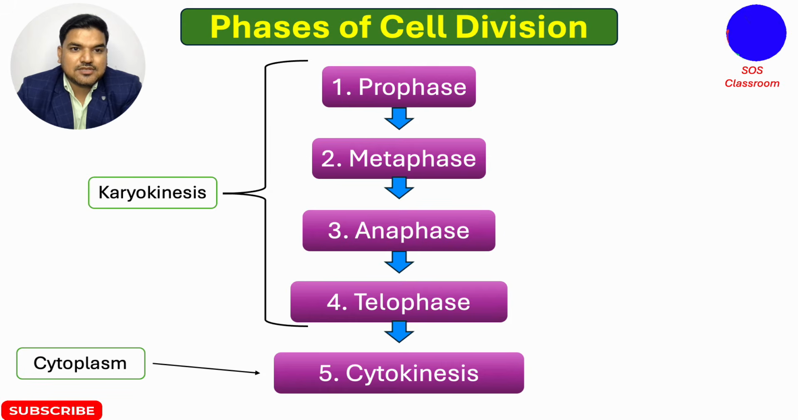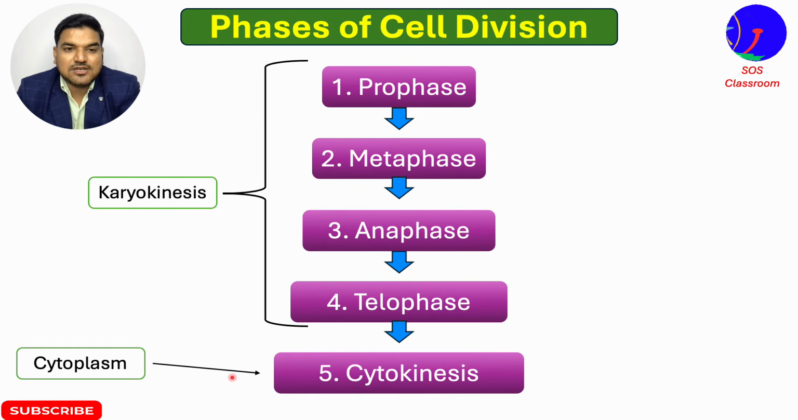In mitosis, there are different phases: prophase, metaphase, anaphase, and telophase. Prophase, metaphase, anaphase, and telophase together are called karyokinesis. Karyokinesis means division of the nucleus. And last is cytokinesis. Cytokinesis occurs for the cytoplasm.